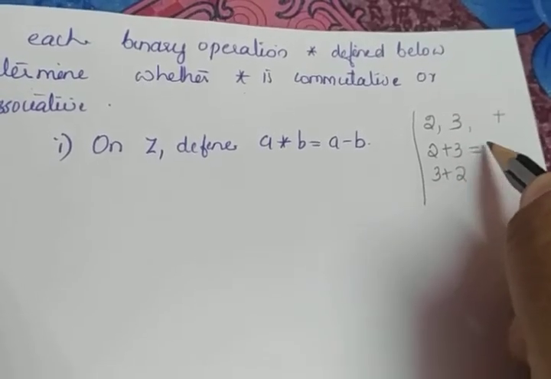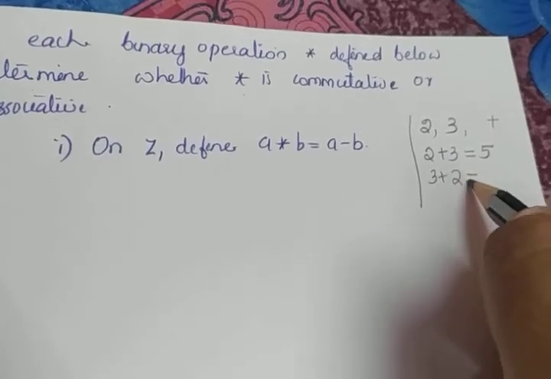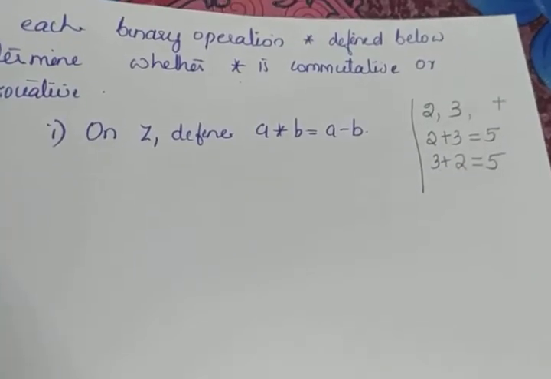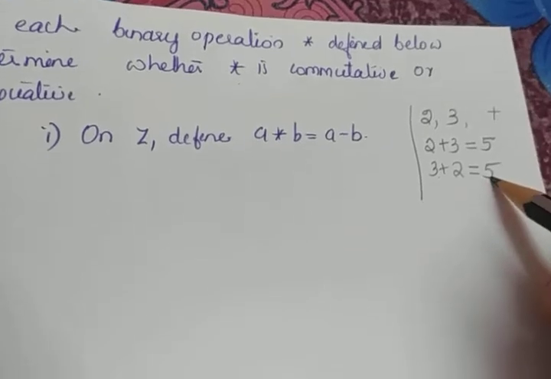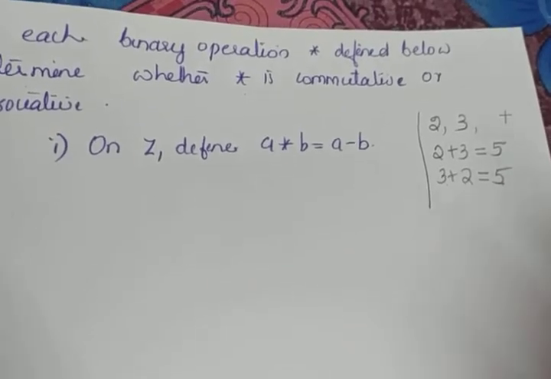what is 2 plus 3? 2 plus 3 is 5. What is 3 plus 2? 3 plus 2 is also 5. Okay, then I can say that it is commutative. It must happen to all the elements in the set which we are taking.